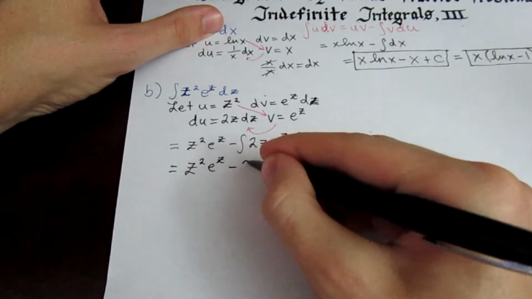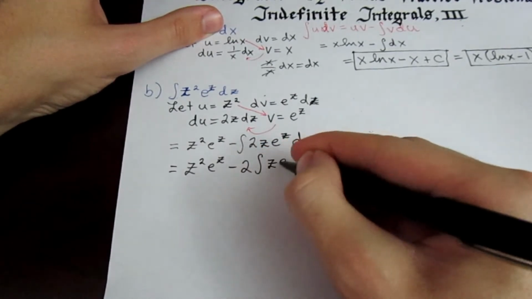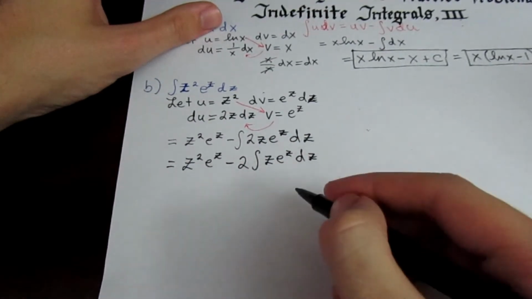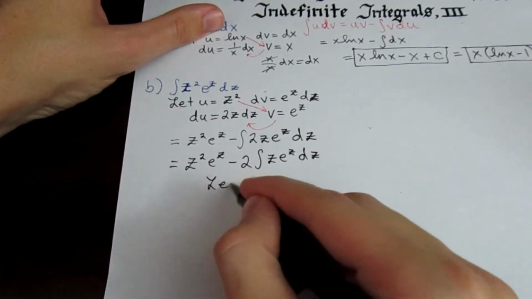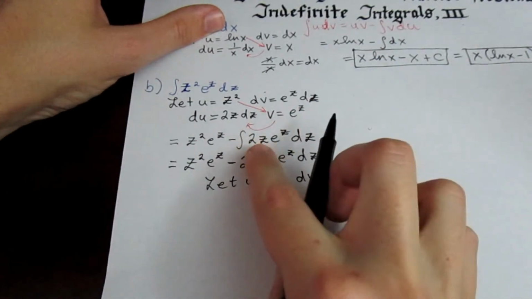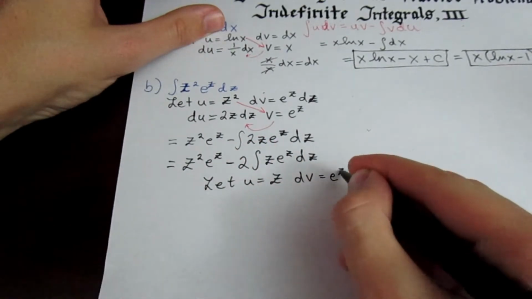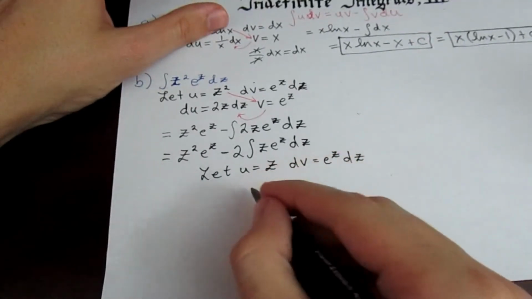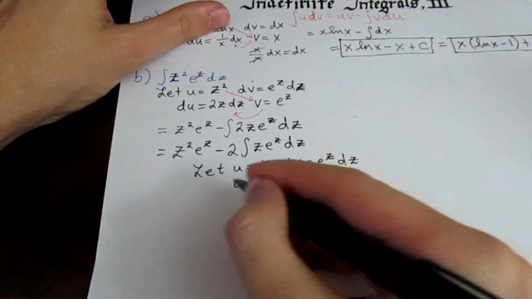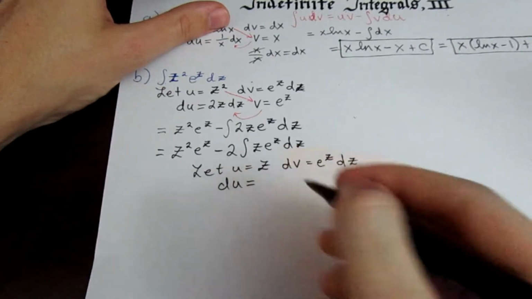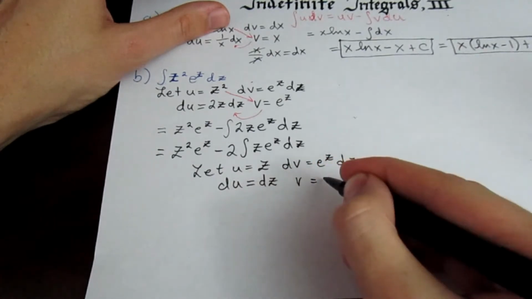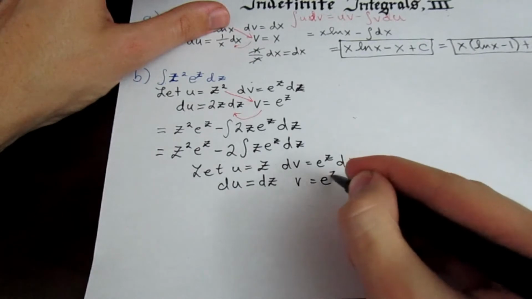So we pull out the constant, the integral z e to the z dz. Okay, so we're going to let our u equal our polynomial, which is z, and our dv will be what's left over, e to the z dz. And I really hope I'm not making you dizzy. That's not what I want. du equals the derivative of z, which is just going to be 1 dz. Okay, and then v equals the integral of e to the z, which is just e to the z.